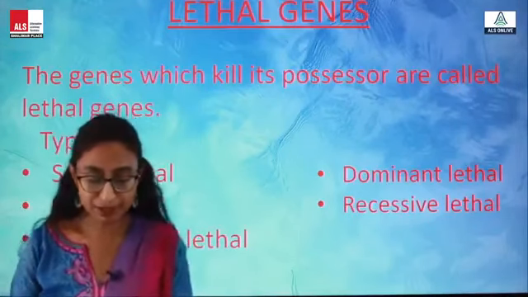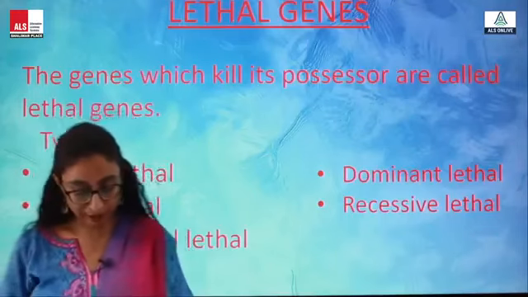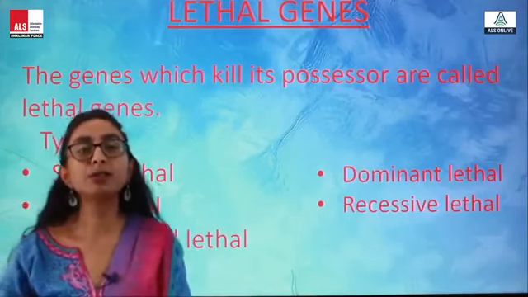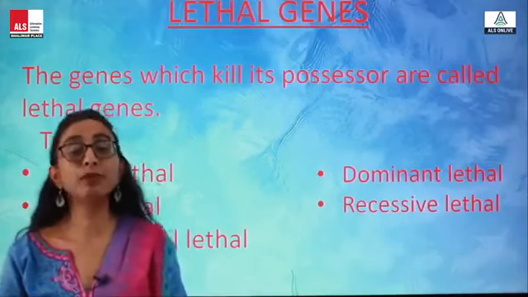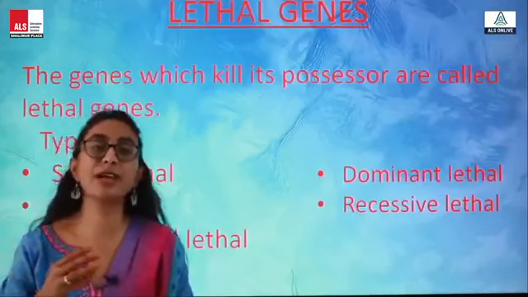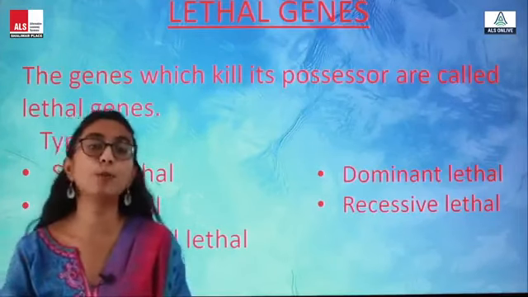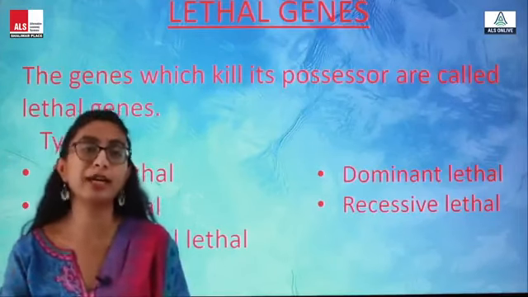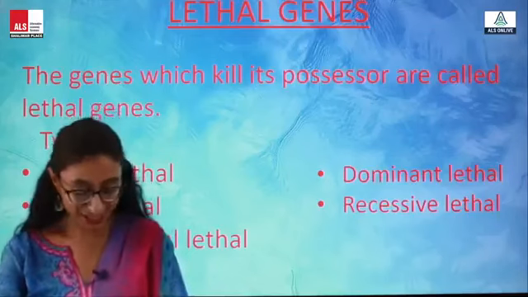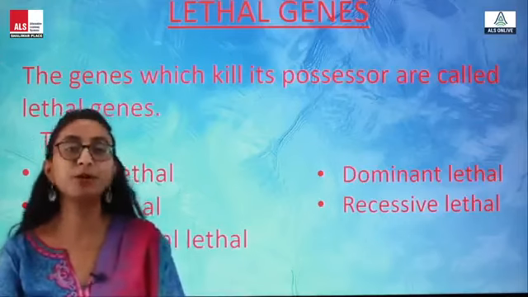Then sub-lethal genes: the genes which kill its possessor before the attainment of adolescent age. There will be some genes in a person that become lethal even before the child grows into an adult. Even when the person is still in childhood, it is capable of killing them. They do not even have the opportunity to grow into an adult. Such a gene is called a sub-lethal gene. Here the death occurs during childhood itself.